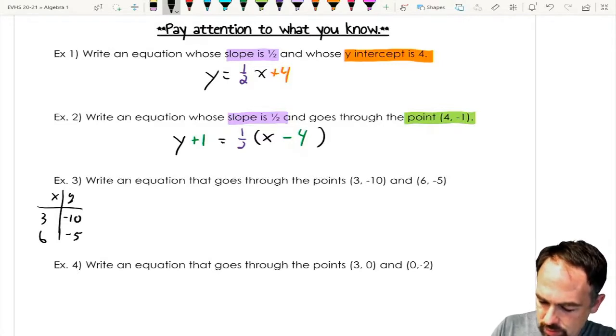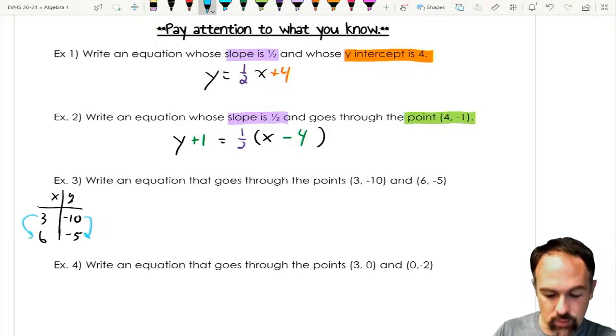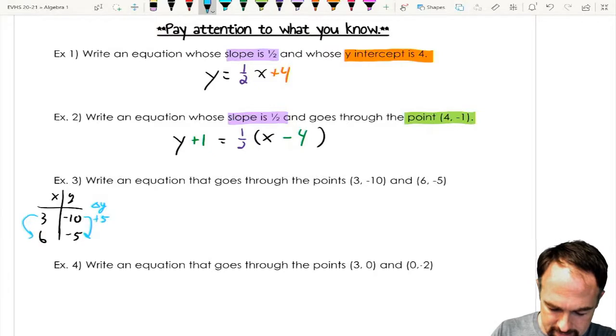Now I'm going to do my slope calculations that I've done before. To go from -10 to -5 is adding 5. That's my delta y, or my rise. My delta x is from 3 to 6. I'm going to add 3.